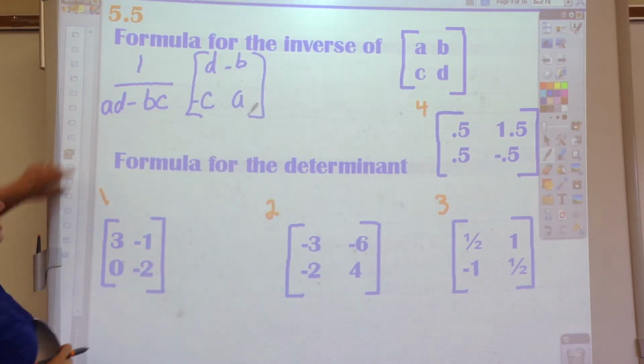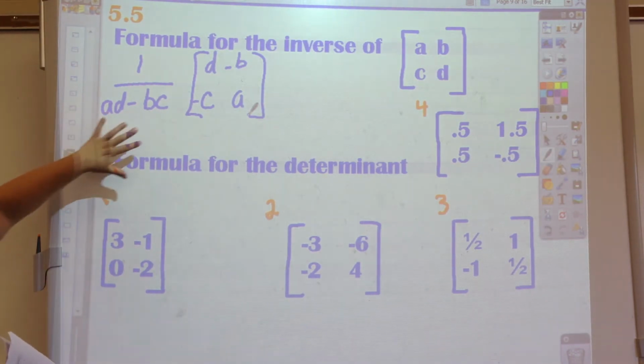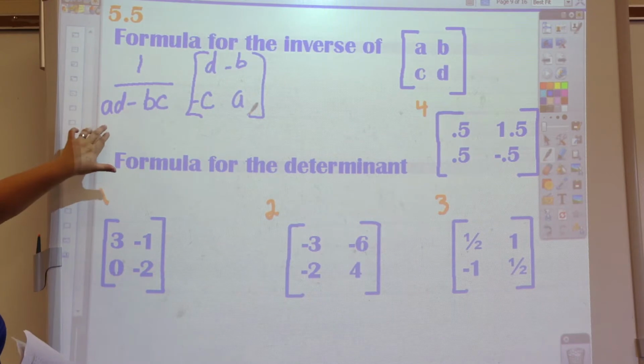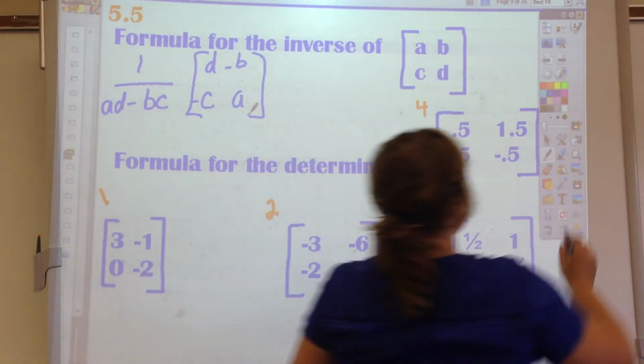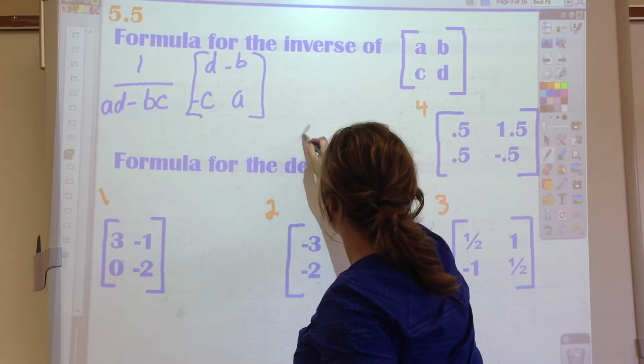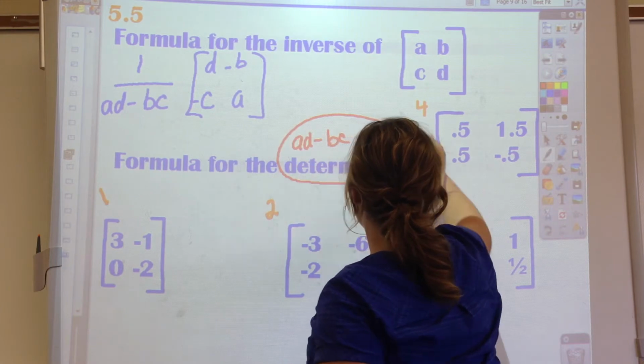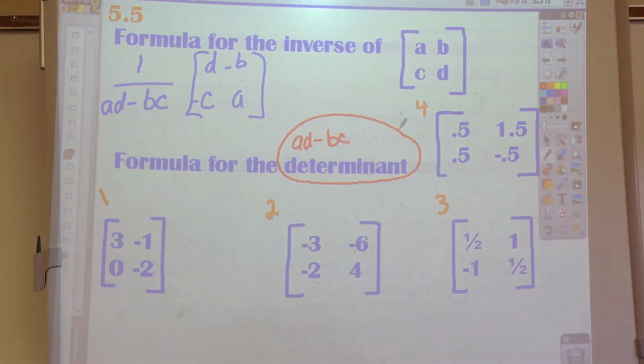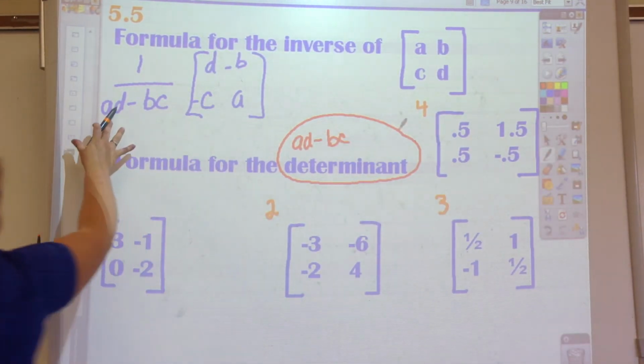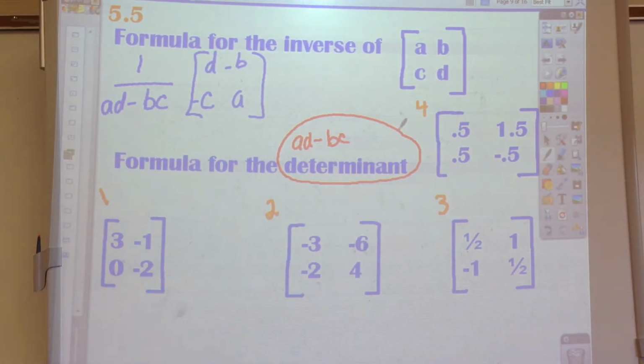Now, what is in this denominator is called the determinant. The whole fraction is not the determinant, just AD minus BC. When you come to class tomorrow, we're going to do the in-class activity and practice with more of this, but I want you to be comfortable with what your formula represents. If I have AD minus BC in a denominator, what value can it not have? That's right, it cannot be 0. So if the determinant is 0, I don't have an inverse of that matrix.